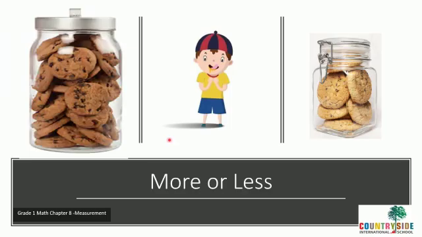Kids, look here. This Rohan wants to eat these yummy cookies. One jar has chocolate cookies in it and the another jar has vanilla cookies in it. Kids, chocolate cookie jar is bigger, so it has more cookies, and the vanilla cookie jar is smaller, so it has less cookies. It means this bigger jar has more capacity and the smaller jar has less capacity.